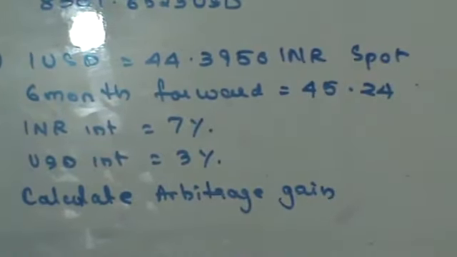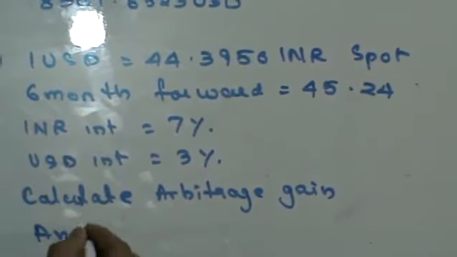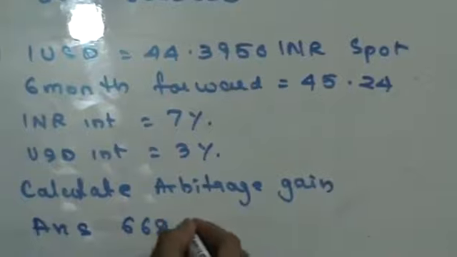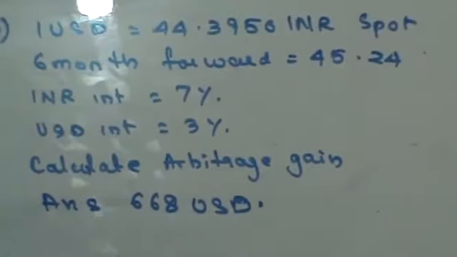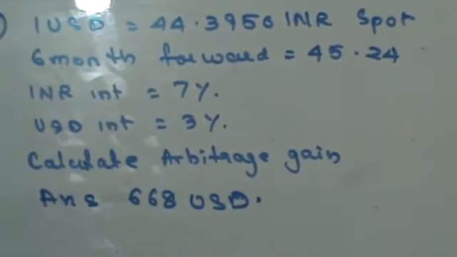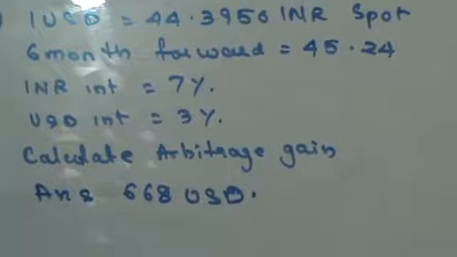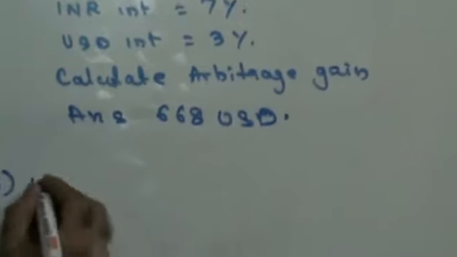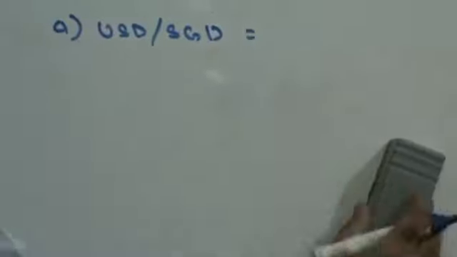When you solve this, you should get your arbitrage gain. The answer for this should be $668 per million. I've already explained the method to you. You should be able to do this. I'll put up one more sum for you all: US dollars, Singapore dollars. Okay, we'll show you this later.